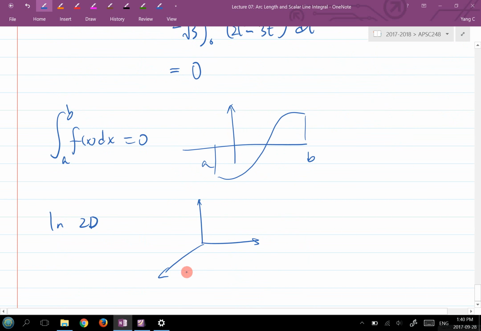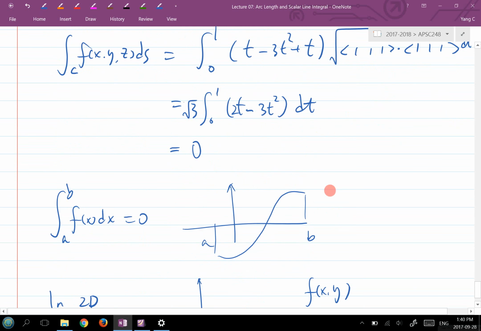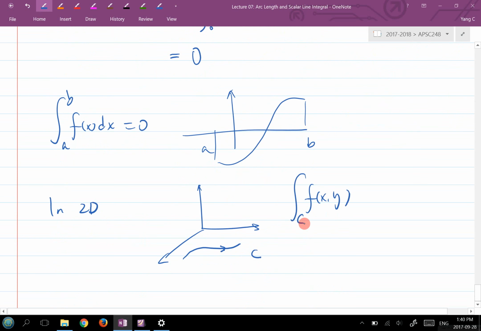So let's say I have a curve C. This is curve C here. We are integrating through this curve C, and there's a function f of x, y. So in 2D, instead of f of x, y, z, it becomes f of x, y. We're integrating this function through this curve C. Does that make sense? So f of x, y, I can plot this. In the next lecture I'll be able to show you when you have a function f of x, y.